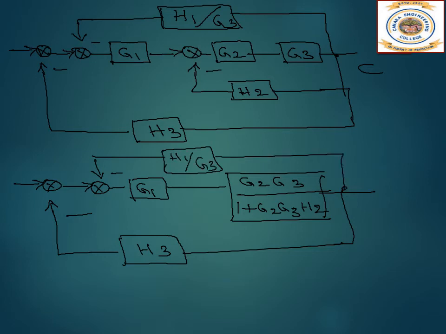So let us simplify. Next, we have to simplify this one. G1 and G2, G3 by 1 plus G2, G3, H2 block are in series, and H1 by G3 will come in parallel. So we'll simplify this first. Again, while simplifying, what do we get? Instead of redrawing, I'll take it here and simplify it like this.